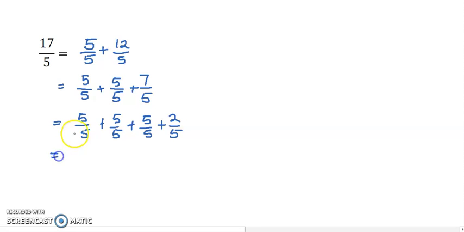Now each 5/5 is equal to 1, and we would have 2/5 left over. So the answer would be 1, 2, 3, and 2/5, or 3 and 2/5. As I said, this is the long way, and I'd rather you not do it this way because it's going to take you a lot of time. But this is just to explain what we're doing in a shorter way.